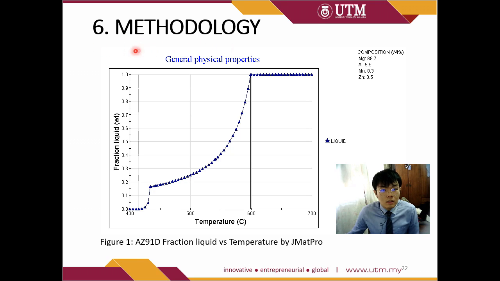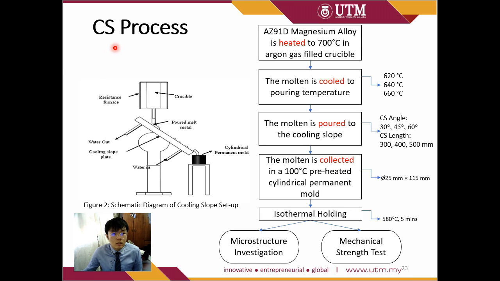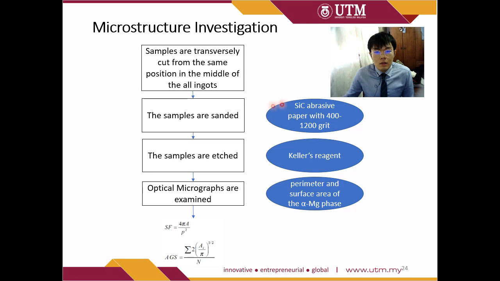This is the general physical properties of AZ91D magnesium alloy that I obtained from the JMatPro software. And this is the cooling slope process I have designed using these parameters, and after that it undergoes microstructure investigation and mechanical strength test. And this is the sample preparation for microstructure investigation, and after optical micrographs are examined, these two equations will be used to obtain the shape factor and also the average grain size.